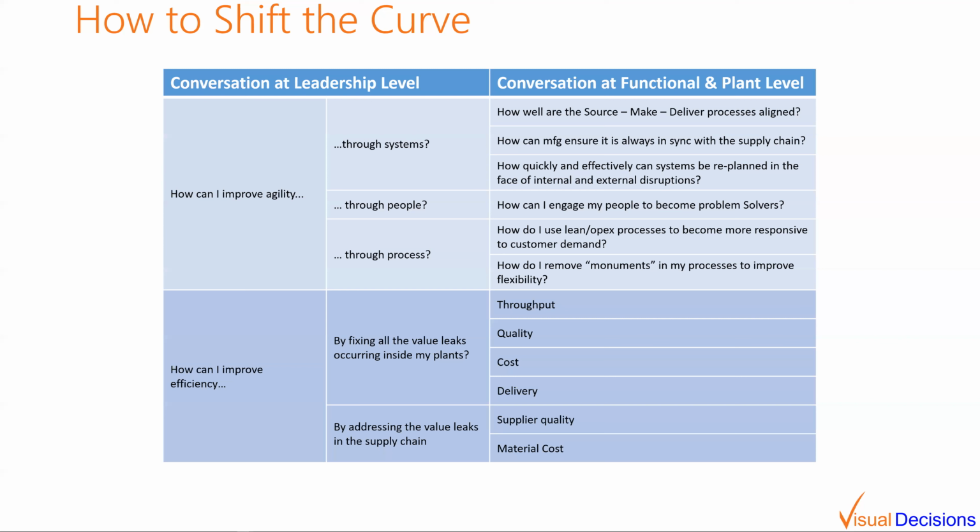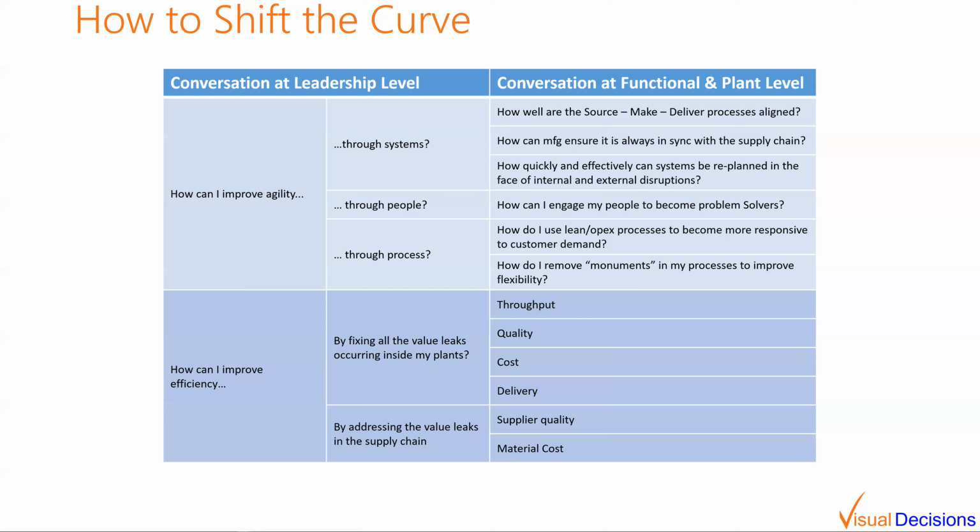And then from an efficiency point of view, I'm looking for any value leaks that are occurring within my plants. And those could be throughput-based, they could be quality-based, cost-based, delivery, and then value leaks within my supply chain, whether it's supplier quality, material cost, supplier lead time, et cetera. And so these are the different conversations at the functional and the plant level that have to take place in order to improve both that agility and the efficiency.